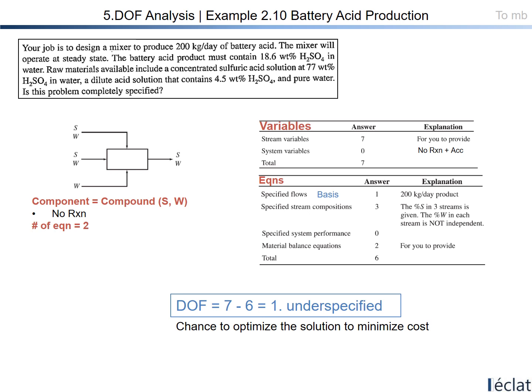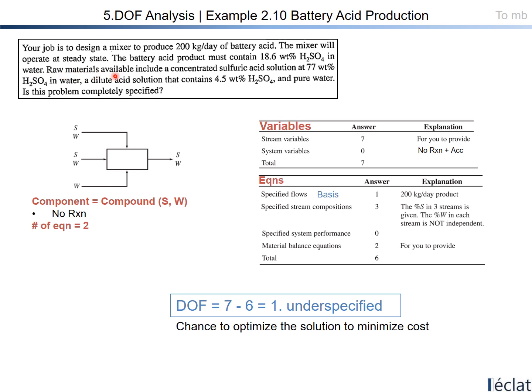Example 2.10, battery acid production. Actually, you have met the same or similar example before. Your job is to design a mixer, so the system would be a mixer, to produce 200 kilogram per day of battery acid. The mixer will operate at steady state, so you don't need to think about the accumulation term as the system variables. The battery acid product must contain 18.68% sulfuric acid in water.